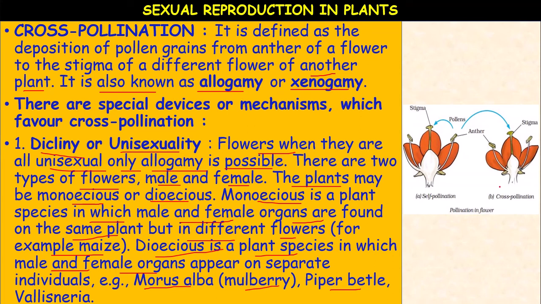So, here the cross pollination is the transfer of pollen grains from anther to the stigma of different plants of the same species. It is known as allogamy or xenogamy.